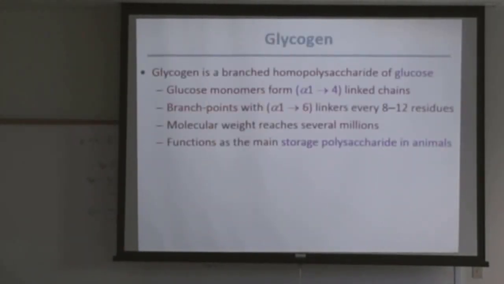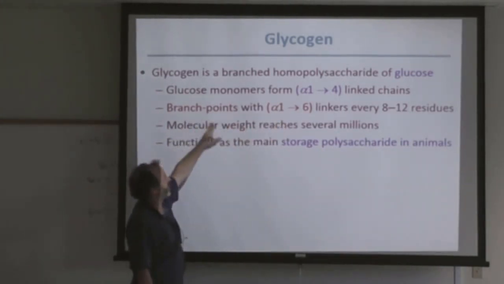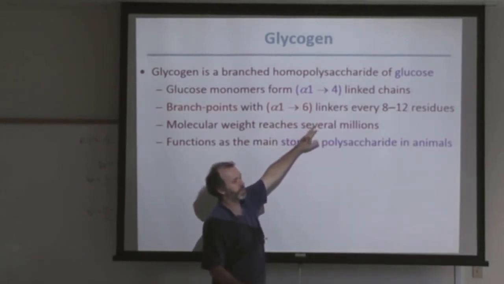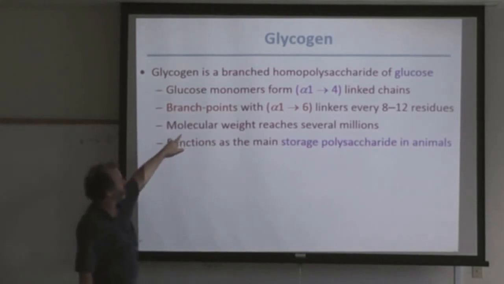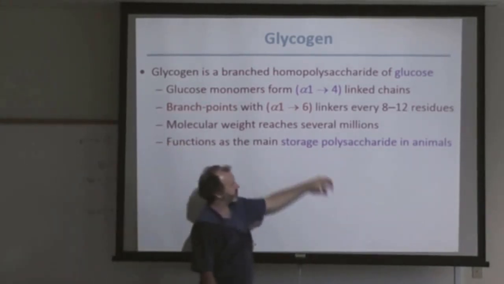So glycogen is a branched homopolysaccharide of glucose. Glucose monomers form alpha-1 to 4 linked chains, and branch points occur at alpha-1 to 6 linkages every 8 to 12 residues. So that's a branch for glycogen. Molecular weight reaches several millions and it functions as the main storage polysaccharide in mammals.